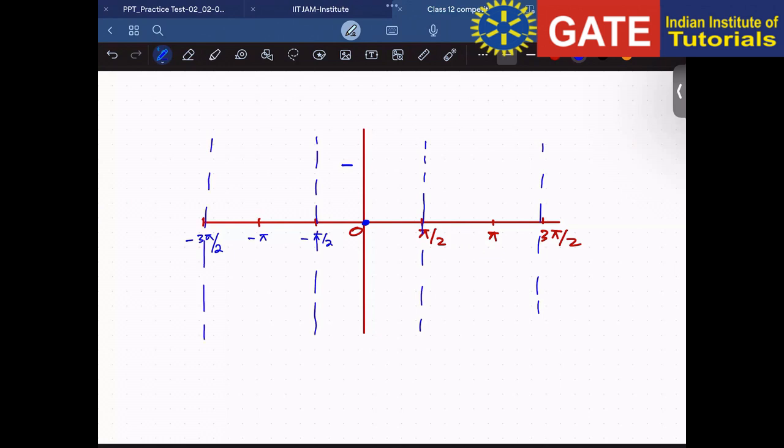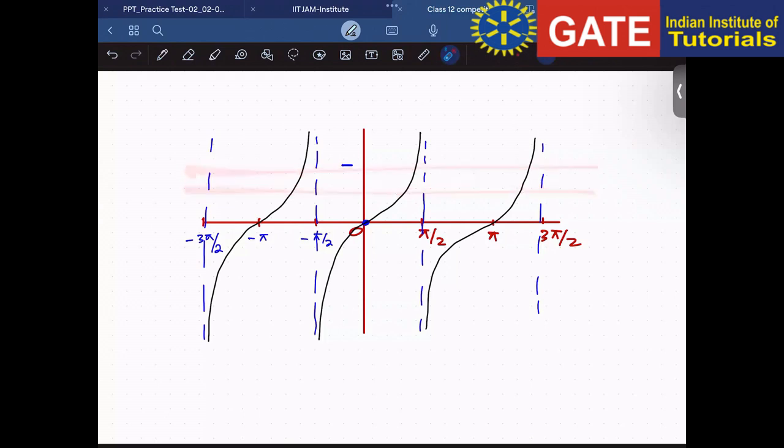Correct? So how will be the graph? Graph will be like this, okay? Now whether it is one-one onto? No, because any line I'll draw over here now, infinite times it will cut. So what I should do now? Restrict its domain and range. I'll remove this black line and this black line. Only the middle part I'll keep. Correct? Now what will be its domain?